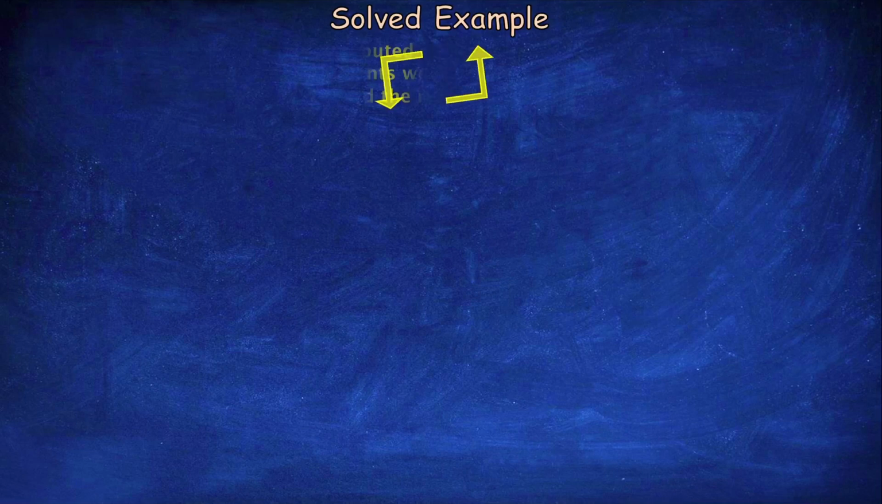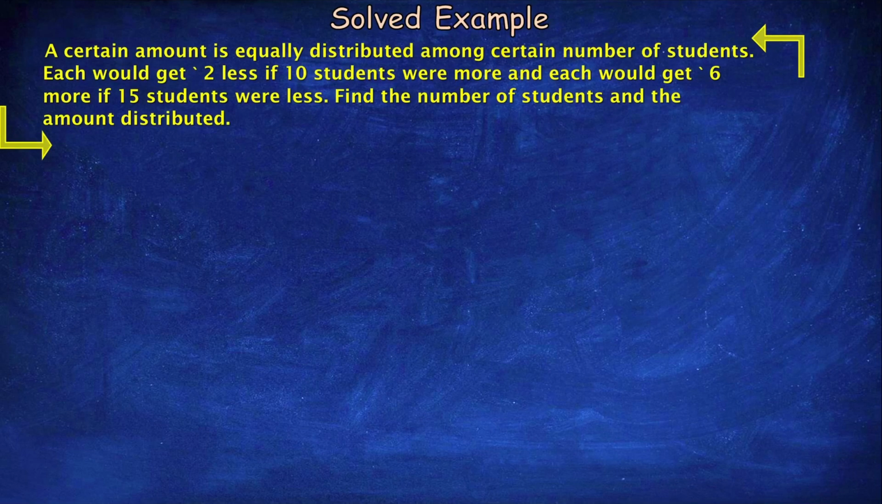So we come across one more real life problem, which is nothing but a solved example from our book. This will again tell us where we apply linear equation in real life. So a certain amount is distributed among a certain number of students. Each would get 2 less if 10 students were more, and each would get 6 more if 15 students were less. Find the number of students and the amount distributed.